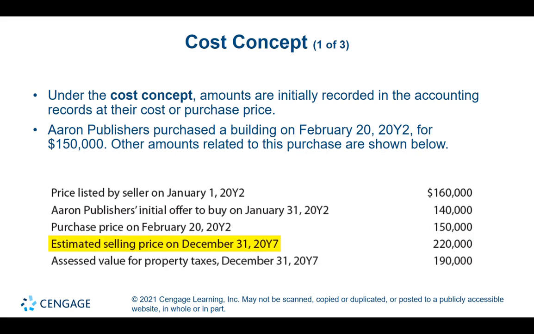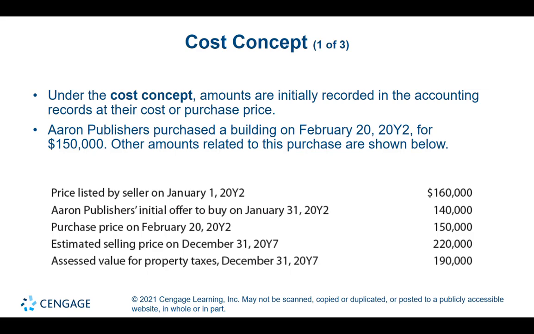Estimated selling price a year later, $220,000. That is the estimated amount of the value 1 year later. Assessed value for property taxes, December 31st, $190,000. That's the opinion of the government of the value of the property so that it could assess the property taxes. Now, what is the amount that it should be recorded?